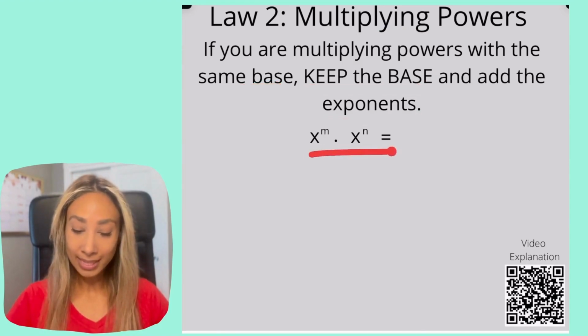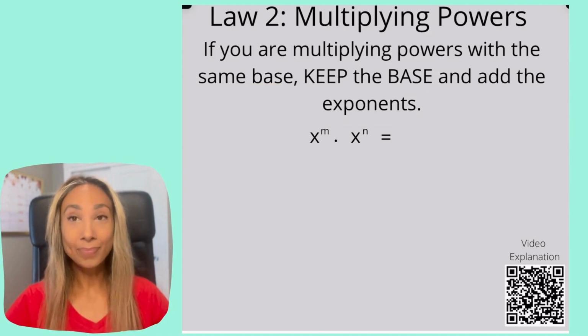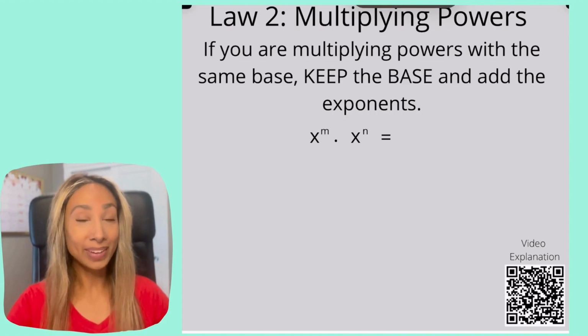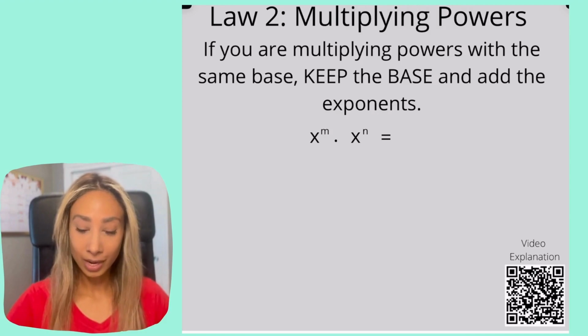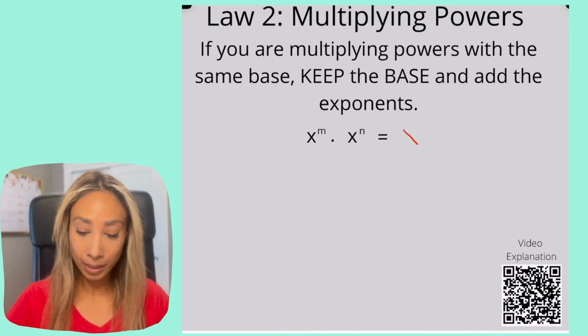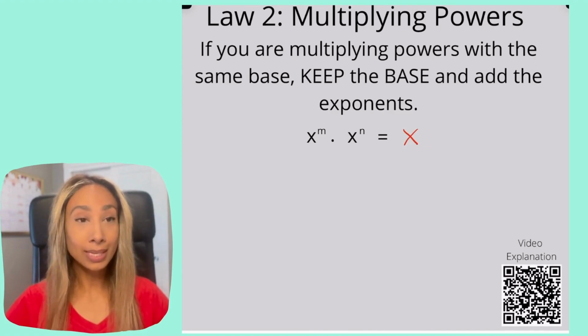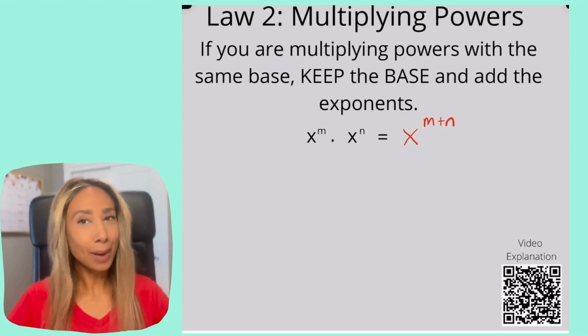So with this example here, the base is x, right? We're going x to the power of m times x to the power of n. So the bases are the same, and the exponents are different. We're going to keep the base, and we're going to add the exponents. So in this case, we're going to add m plus n. Okay, that might be really, really tricky.